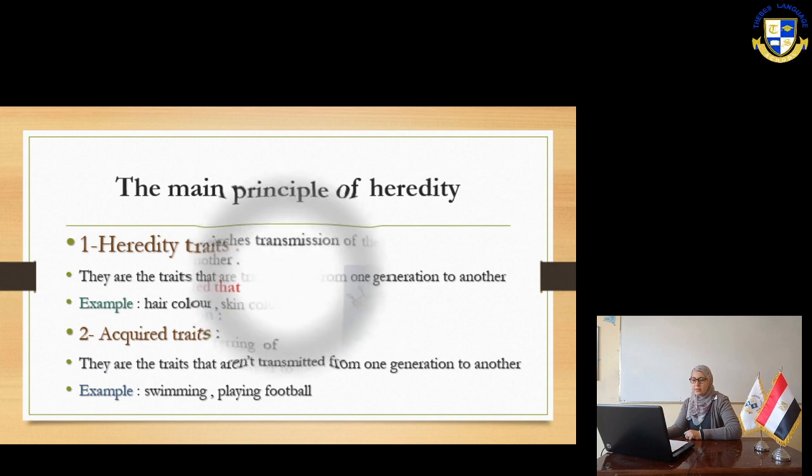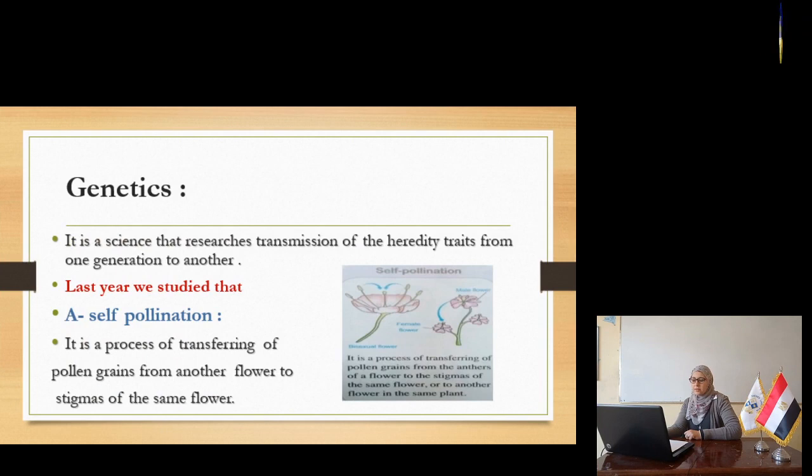Slide number 3. Genetics. What's meant by genetics? It is a science that researches transmission of the heredity traits from one generation to another. We have studied before the self-pollination. What's meant by self-pollination? It is a process of transferring the pollen grain from anther of flower to stigma of the same flower.